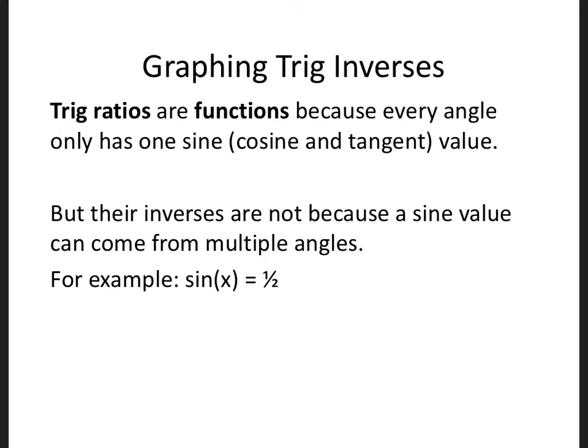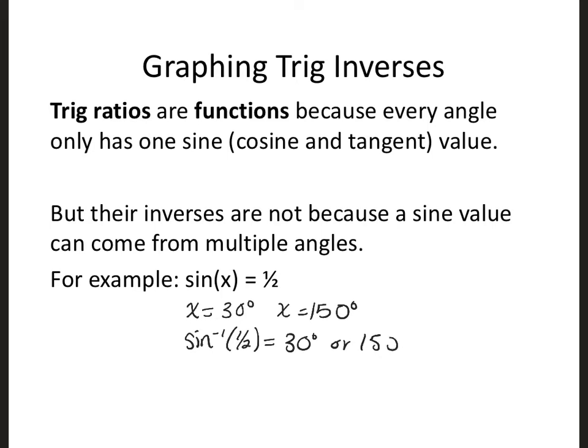We know that sine of x is going to equal 1/2 when the angle is 30 degrees or the angle is 150 degrees. So we've seen this before, and you can see this on your unit circle, we can have multiple angles that yield a sine value. So when we start talking about the sine inverse, the sine inverse could have more than one answer. It could be that the angle could be 30 degrees or the angle could be 150 degrees.